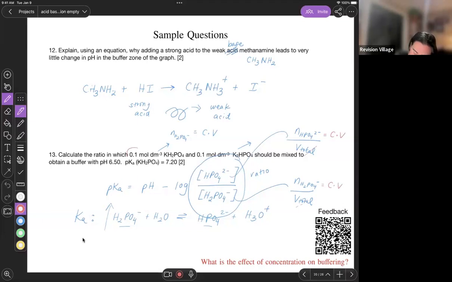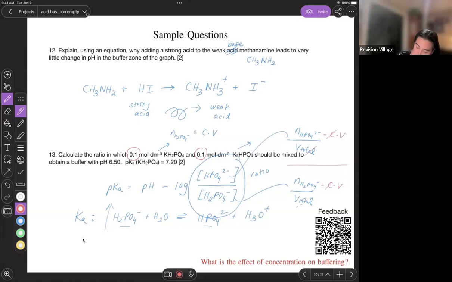Since the concentrations of both solutions are equal, when I take this ratio, those also will cancel. And so this ratio is actually going to be the ratio of the volume of the monobasic to the dibasic. So I hope that feels okay. I think we're answering the question. We just got to plug in some values now.